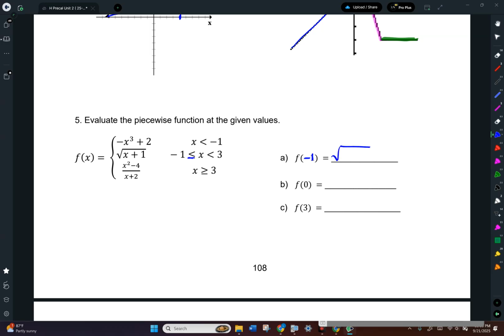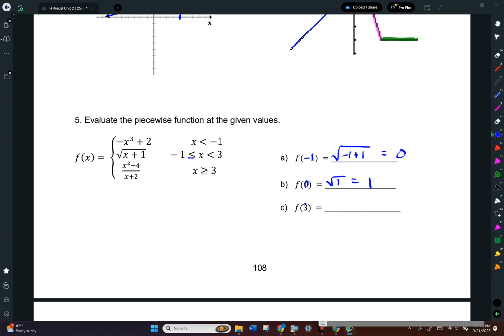So I'm going to have the square root of negative 1 plus 1. I'm putting it into the middle piece. Well, the square root of 0 is 0. Okay. And then which piece is 0 defined? Well, I think, doesn't 0 also fall on the middle piece? So if I plug in a 0 for x, I get the square root of 1, which is 1.